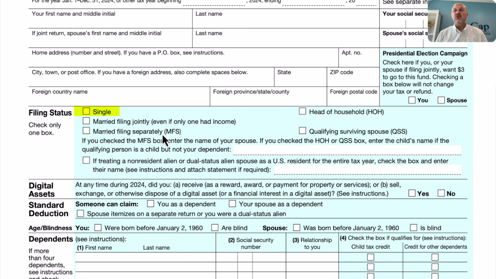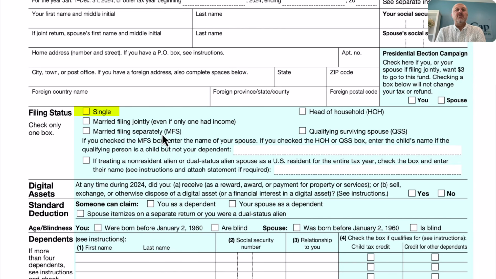Sometimes people try to use this filing status even though they may be going through a divorce and it's not fully finalized yet, or they're separated and it's not fully finalized yet. But keep in mind, you're not able to file as single if you are still legally married or if you're not legally separated. So the single filing status is only kept to those categories I just mentioned.